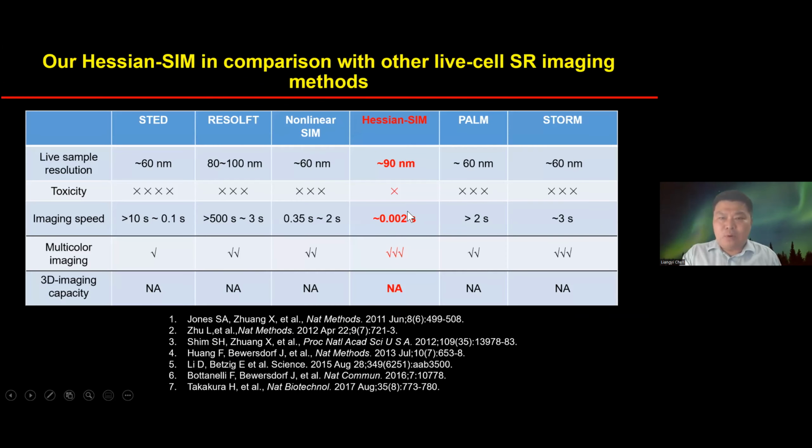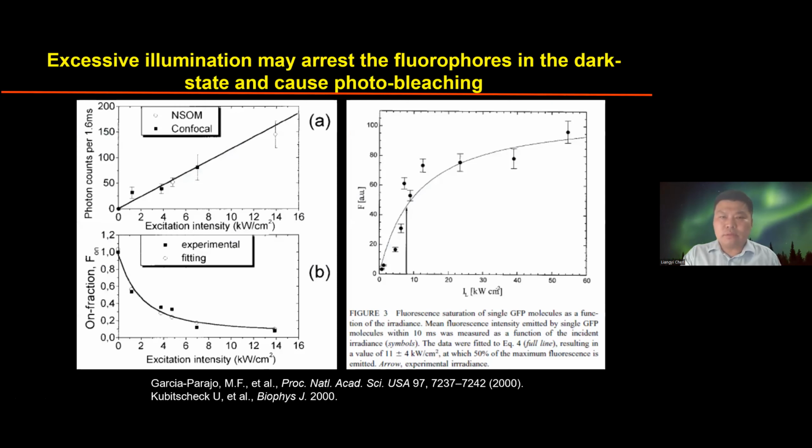So this is a table we summarized at that time. We can see, although it does not have the highest resolution, 90 nanometers for linear 2D SIM or TIRF SIM, its imaging speed can approach like 2 milliseconds. It's the fastest of any other methodology used in live cell. But people still keep asking us, can we go even higher resolution? I would say at that time, oh, this is not very likely.